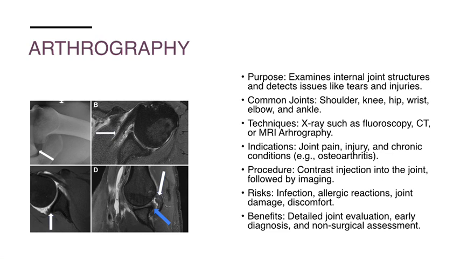Arthrography. Purpose: examines internal joint structures and detects issues like tears and injuries. Common joints: shoulder, knee, hip, wrist, elbow, and ankle. Techniques: X-rays such as fluoroscopy, CT, or MRI arthrography. Indications: joint pain, injury, and chronic conditions, e.g.